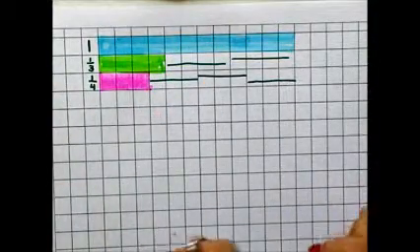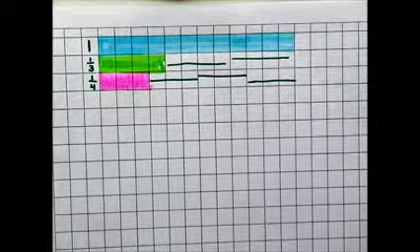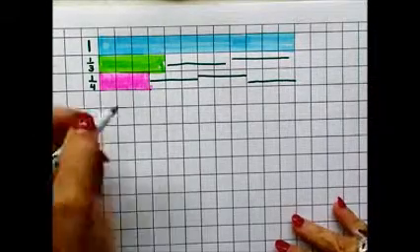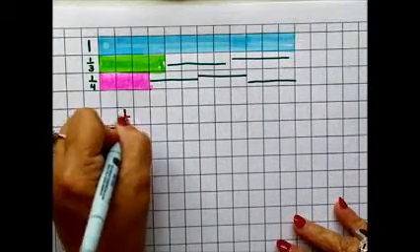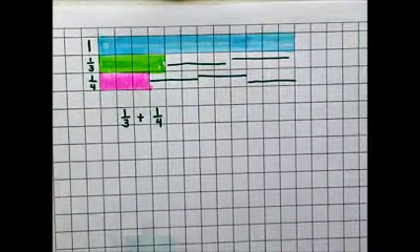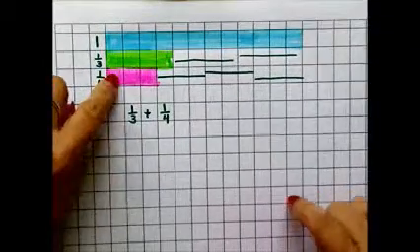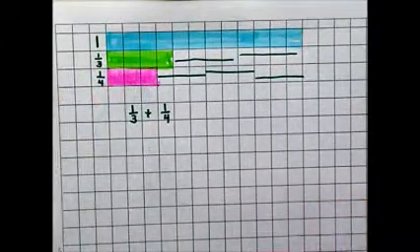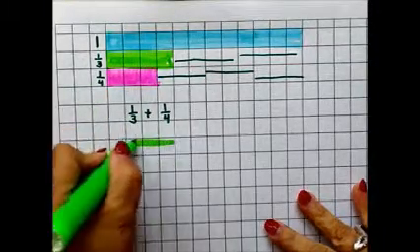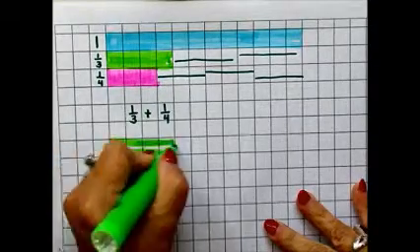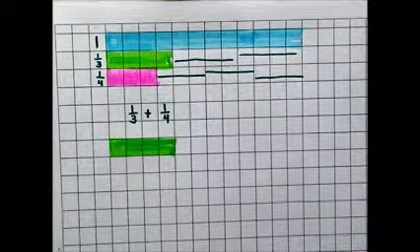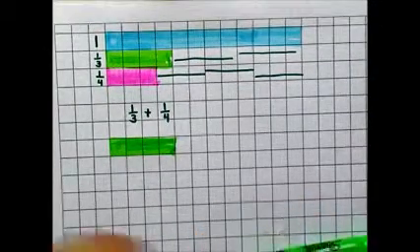Okay, so now let's think about that, and let's add 1/3 plus 1/4. Alright, now if I add 1/3 plus 1/4, 1/3 has 4 pieces. So I'm going to model that. Has 4 pieces. Okay, and then 1/4 has 3 pieces.